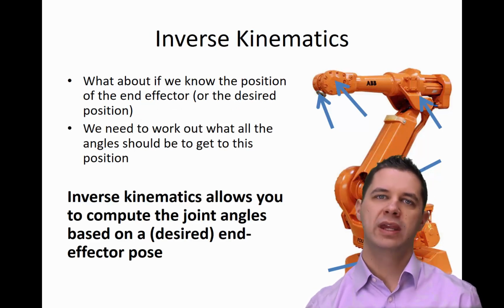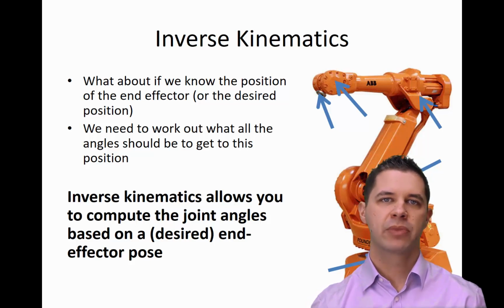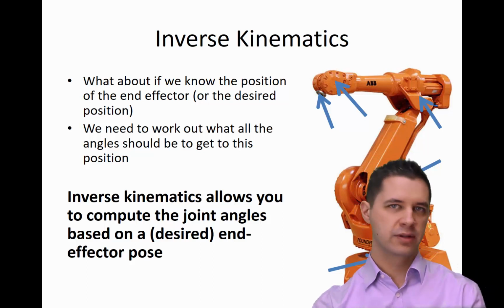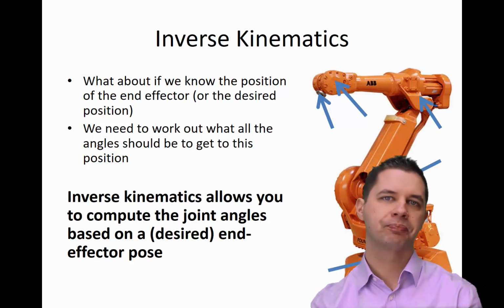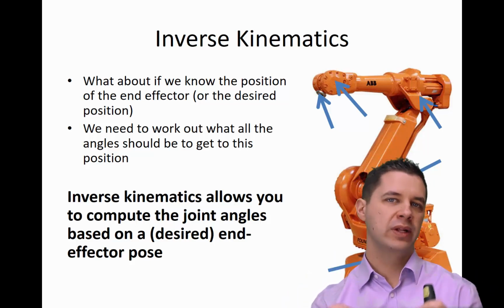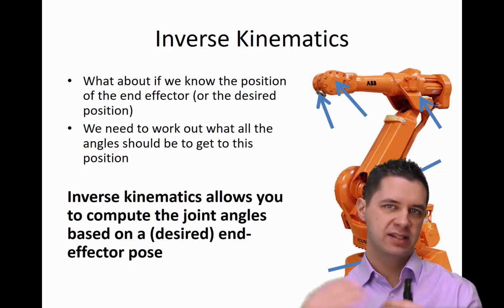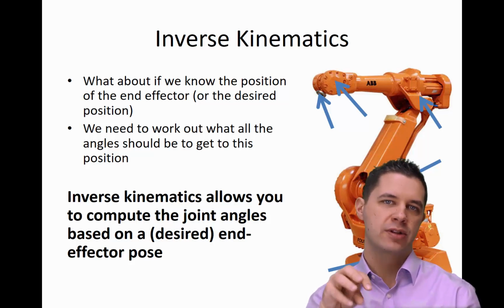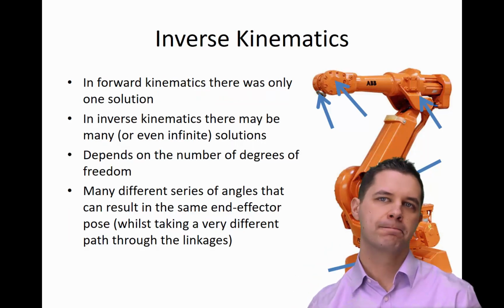One other term that we'll be looking at later on in the course is inverse kinematics. So in inverse kinematics, we know the position of the end effector, or the desired position of where we want it to be. We need to work out what all the angles need to be, or distances for prismatic joints, to get to that position. So we're computing the joint angles based on the desired end effector pose.